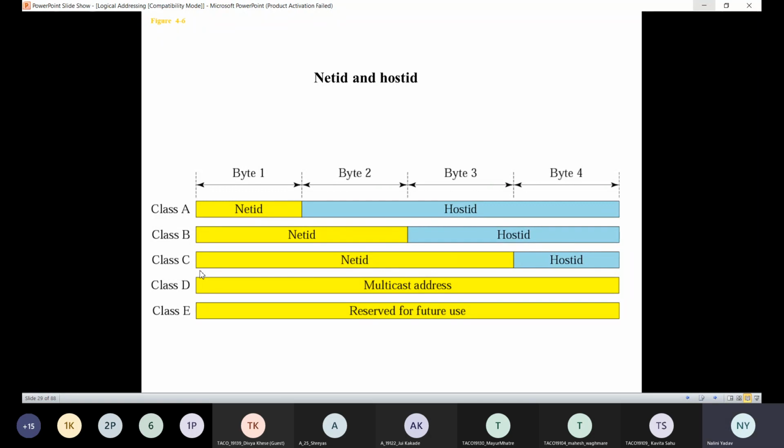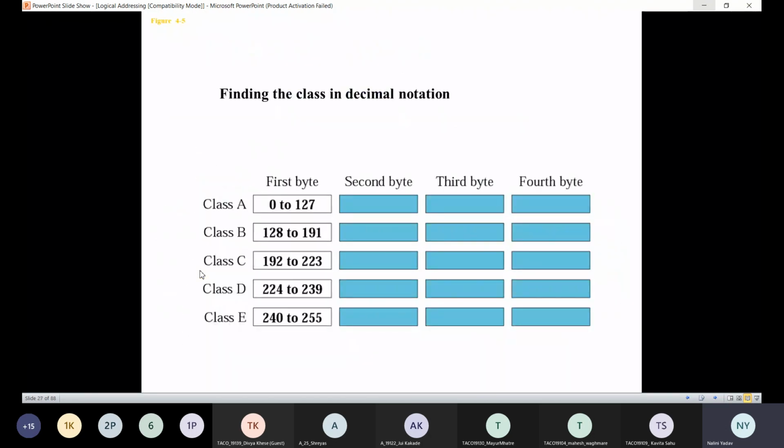Now let's go for class C. How many bits were fixed in class C? The first 3 bits were fixed, right? Now in class C, the network ID belongs to 3 bytes. How many bits are 3 bytes in total? 24. Out of that the first 3 bits are gone, so 21. So 2 raised to 21 network IDs. So 2 raised to 21 networks are available with class C. And how many hosts are available per network? 2 raised to 8 hosts per network. Correct?